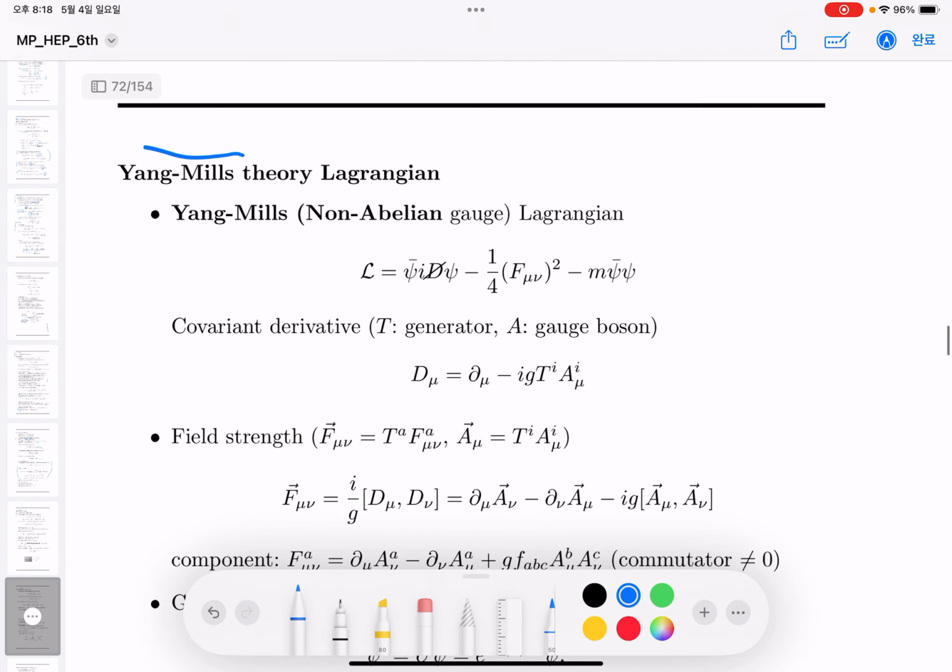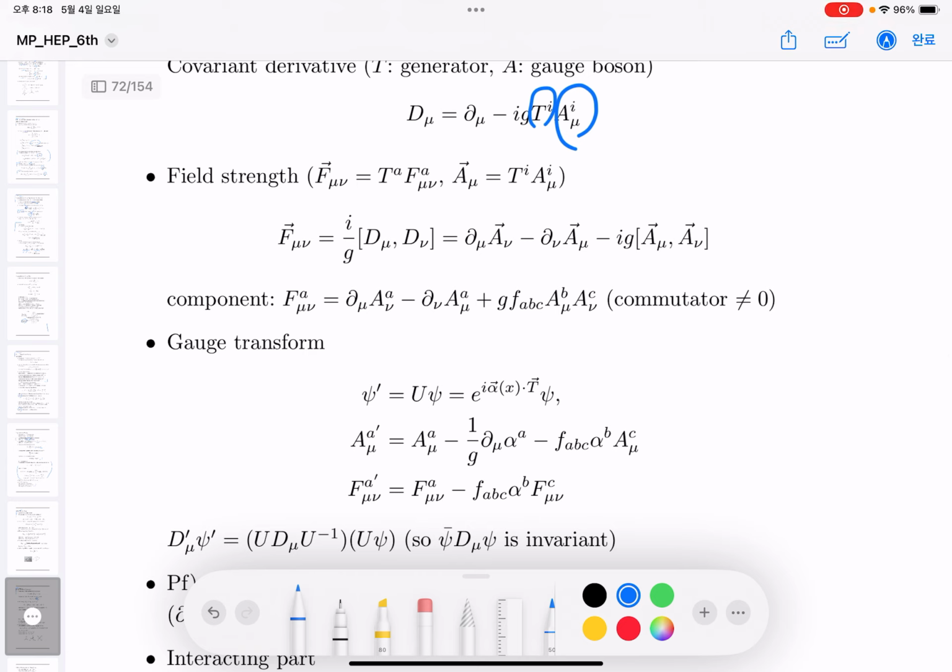So now we are prepared to consider Yang-Mills theory of the non-abelian gauge symmetry. Here is the non-abelian theory. The covariant derivative now includes the generator and the vector gauge boson. There will be bunches of the generators in here because it's a non-abelian theory.